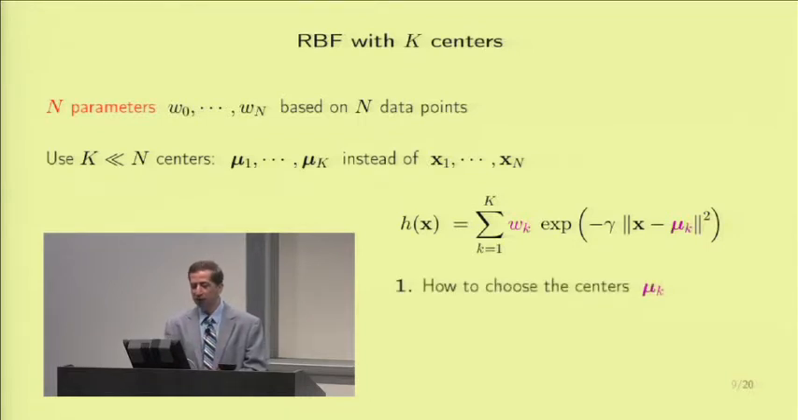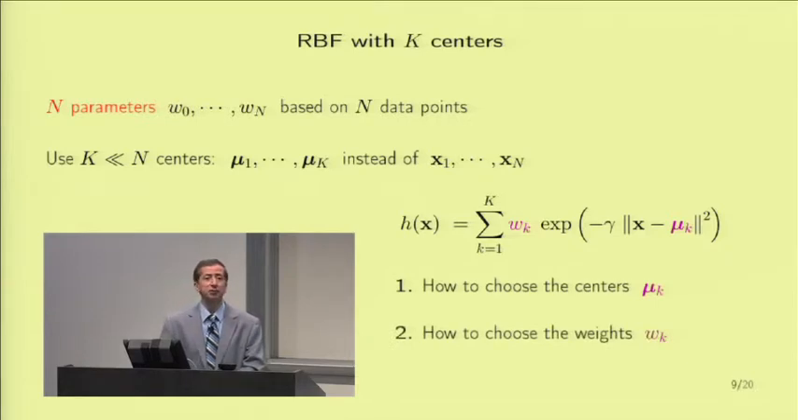So two questions. How do I choose the centers? Which is an interesting question, because I have to choose it now. If I want to maintain that the number of parameters here is small, I have to choose it without really consulting the yn's, the values of the output at the training set. And the other question is how to choose the weights.